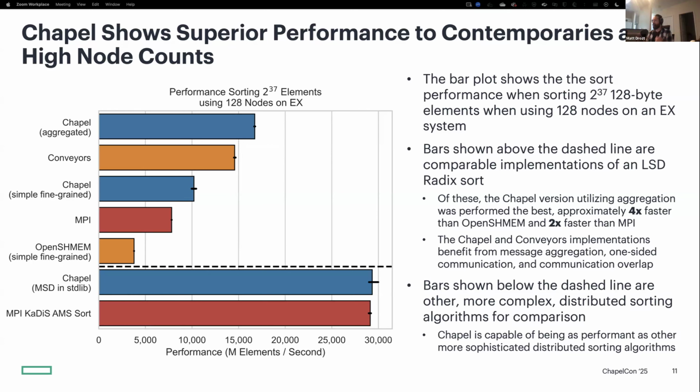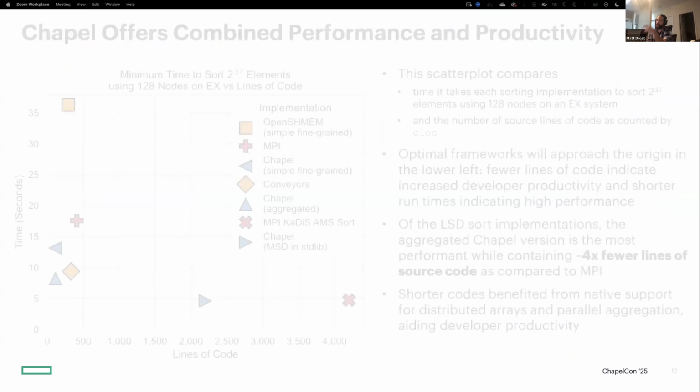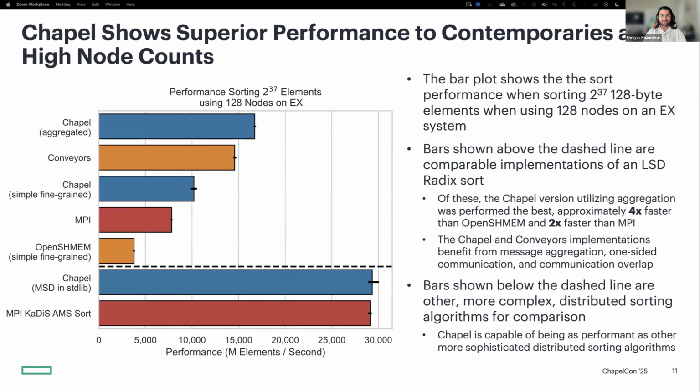And if we take a look at the bars below the dashed line there. These are the more complex sorts that we see. And we see Chapel is coming on very, very impressively with performance very similar to that doctoral thesis implementation of that sorting algorithm.